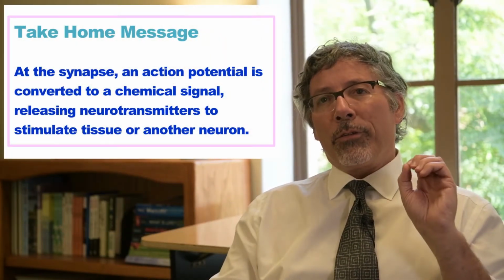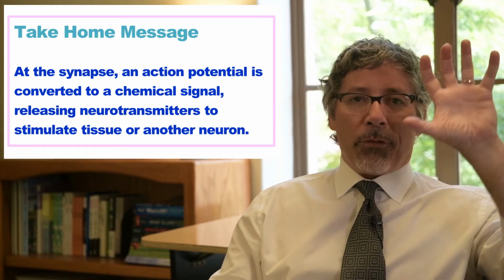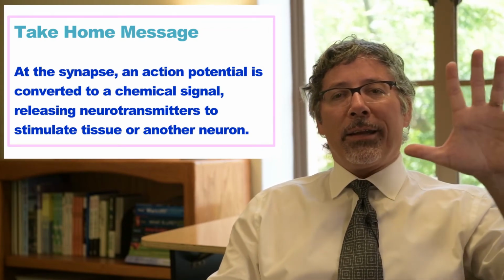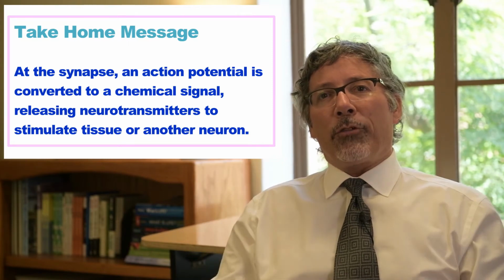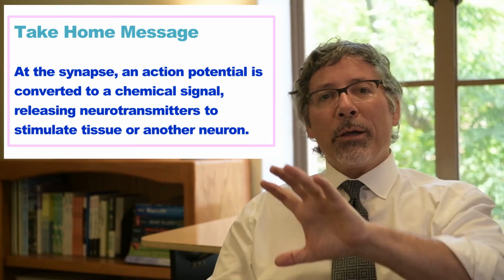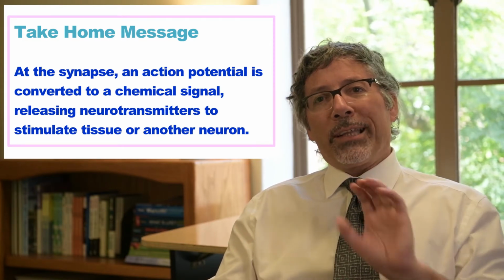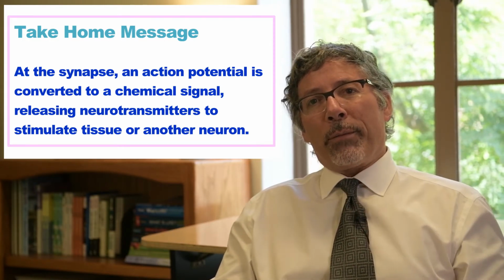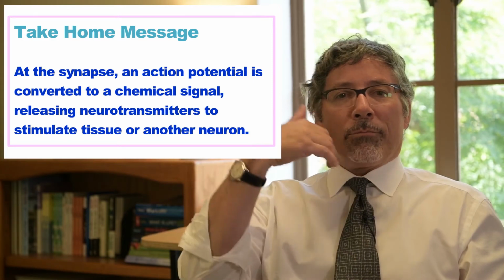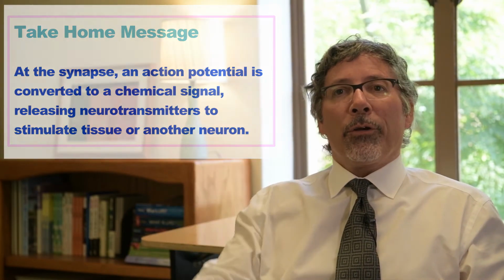So here's our take-home message: at the synapse, you have this action potential, this change in electrical potential of the membrane, converted to a chemical signal, the release of neurotransmitter. These neurotransmitters are released, they diffuse across the synaptic cleft, and they stimulate tissue there, muscle, or another neuron.